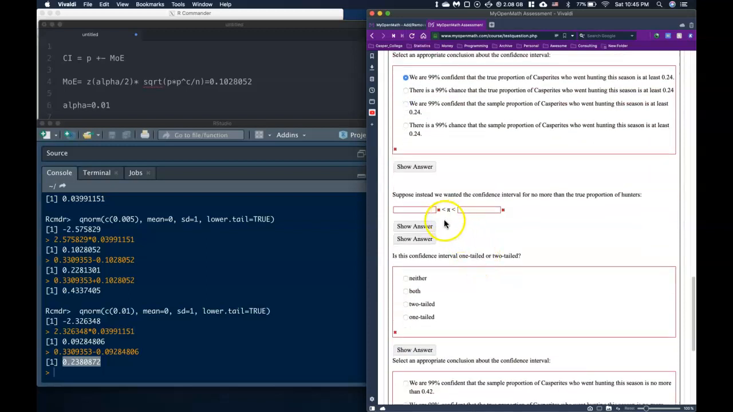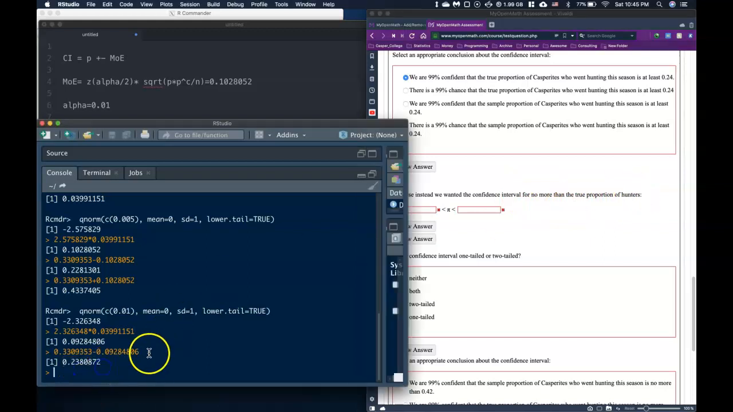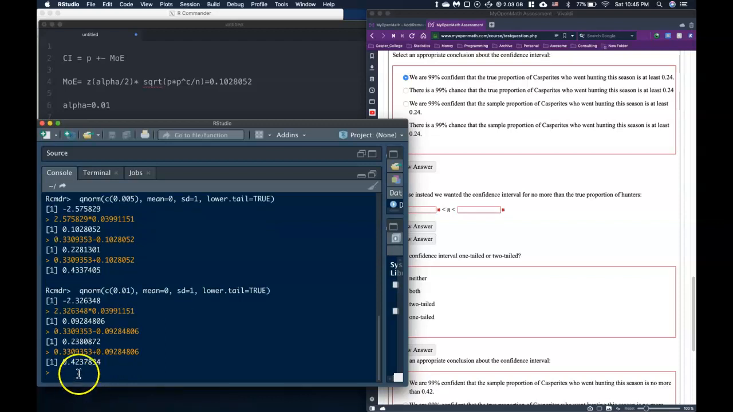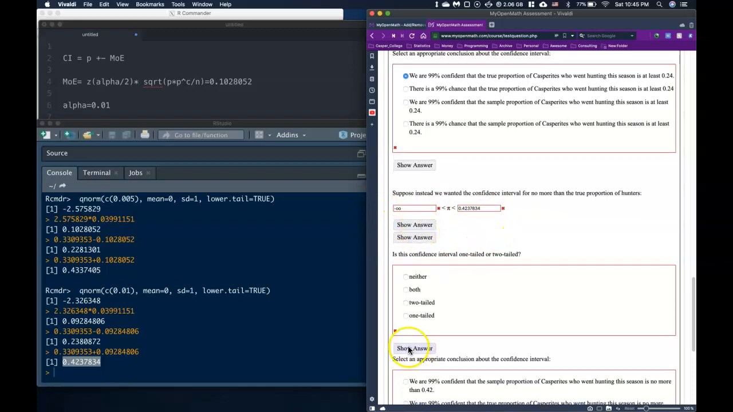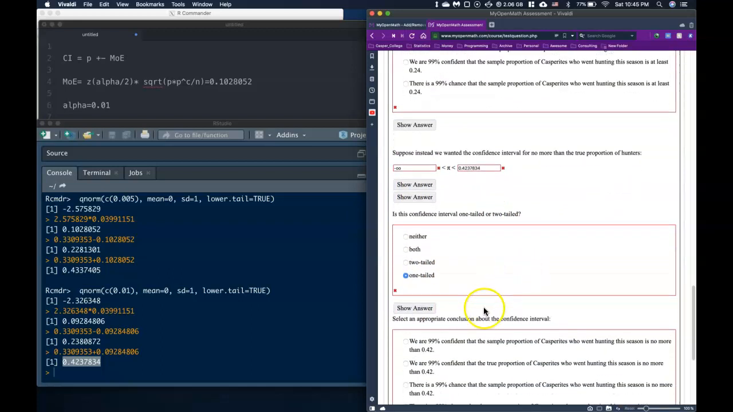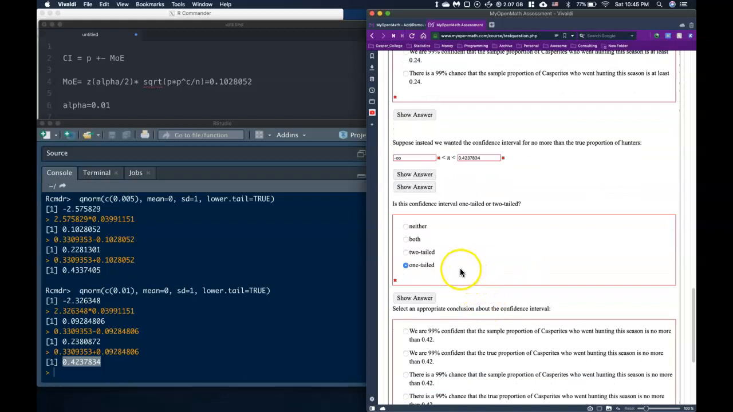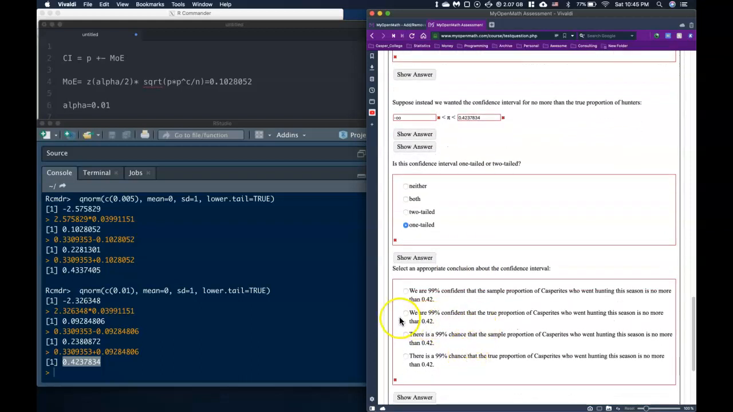Now suppose we wanted a confidence interval for "no more than" the true proportion of hunters. We do the exact same thing, except instead of minus, we are going to do plus, and we put this on the upper end. On the bottom, we put in a negative infinity, or you can just type two O's for that infinity symbol. Once again, this is one-tailed. We would say that we're 99% confident that the true proportion of Casparites who went hunting this season is no more than 0.42. Go look at why those other three are incorrect.